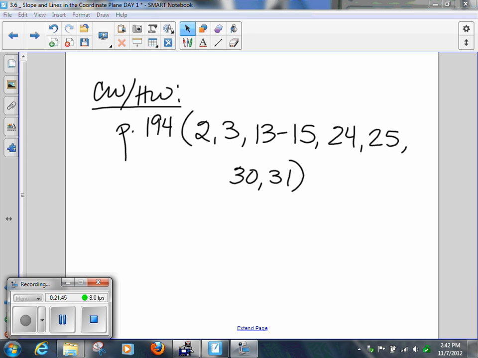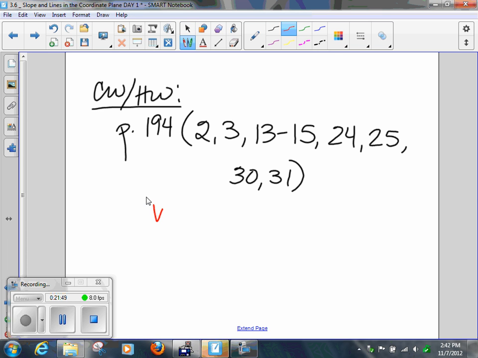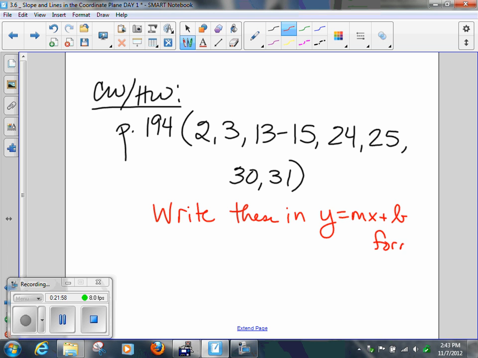Folks, I don't care what the instructions tell you. You're going to write these in slope-intercept form. Y equals mx plus b. Write these in y equals mx plus b form. Slope-intercept. Okay? I do not care if it says point slope. No, no, no, no. We want y equals mx plus b. Comprende? Our formula that we use. Okay? Everybody know what you have to do.